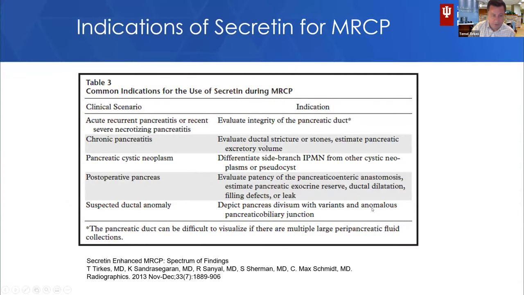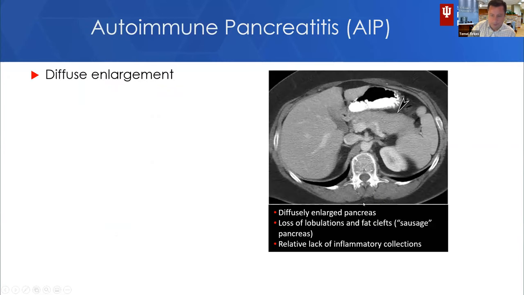What are the indications for secretin? You can evaluate the integrity of the pancreatic duct. You can look at the structure, stones, estimate pancreatic exocrine volume better, and differentiate side branch IPMN from other cystic neoplasms or pseudocysts. You can look at the patency of the anastomosis in post-op patients, exocrine reserve, duct dilatation, leaks, etc. And it depicts the pancreatic duct better, including the variants, compared to the non-secretin MRCP.